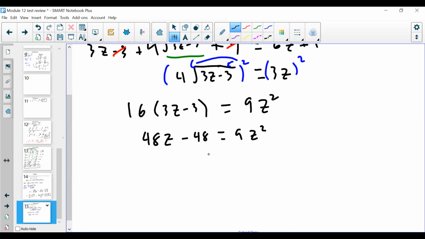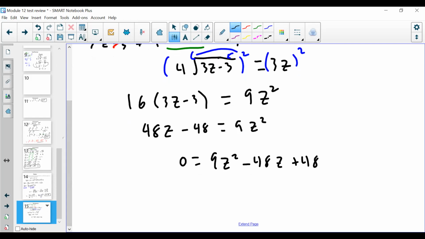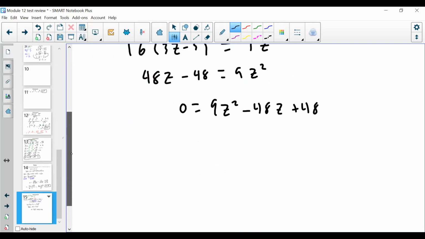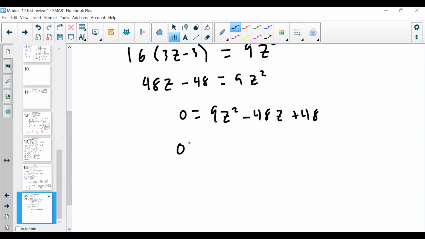I'll move everything over to the right side, and what I get is 0 equals 9z squared minus 48z plus 48. I can reduce this all by 3. And when you do, we get 0 equals 3z squared minus 16z plus 16. Oh, yeah, we just did that.